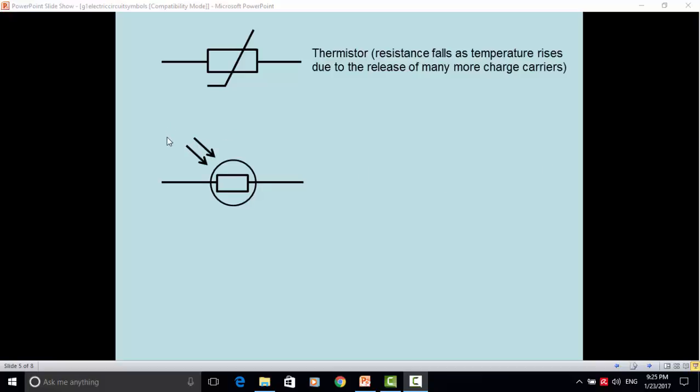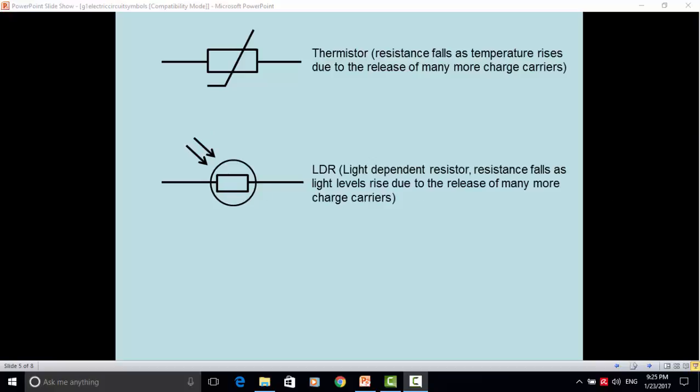Here, the arrows represent light coming in. The rectangle represents a resistor. So this is a LDR, or light dependent resistor. The resistance falls as light levels rise. The light energy releases many more charge carriers, allowing the current to flow more easily.